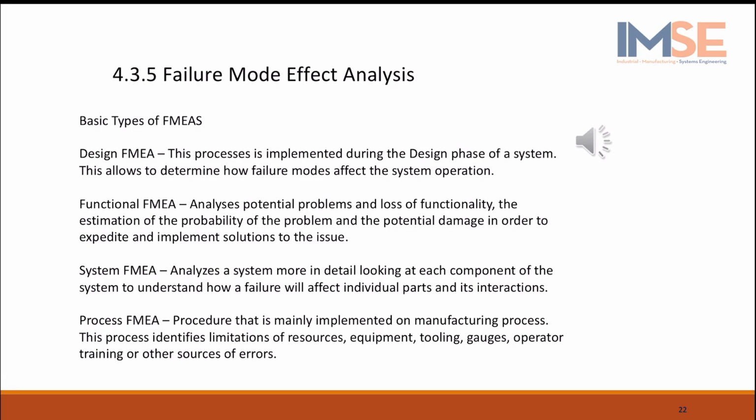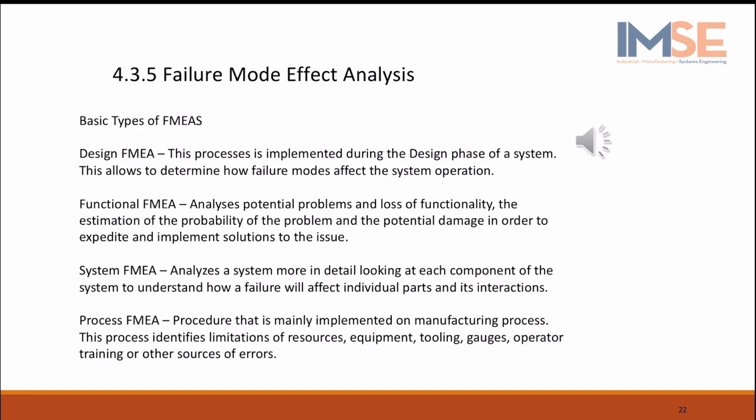System FMEA analyzes the system in more detail, looking at each component of the system to understand how a failure will affect individual parts and their interactions. So as opposed to the functional FMEA, the system FMEA looks at each component and how they talk to each other, or their interaction, to see how each part will be affected, while the functional FMEA looks at the structure itself, not so much the relationship with each element or component.